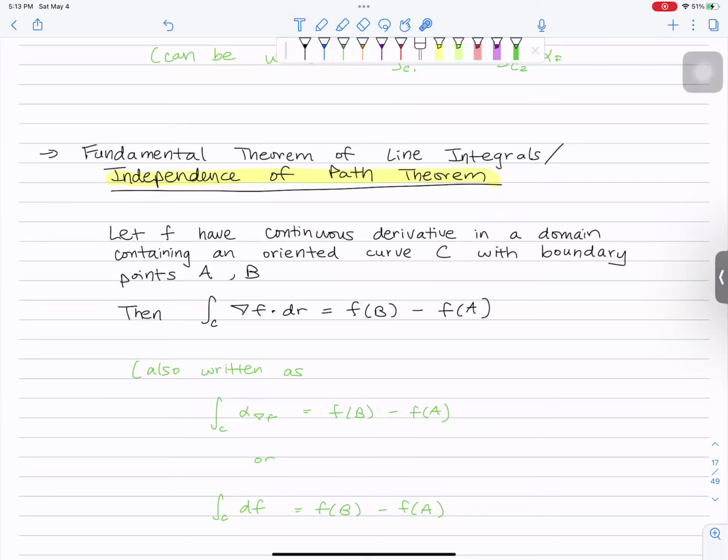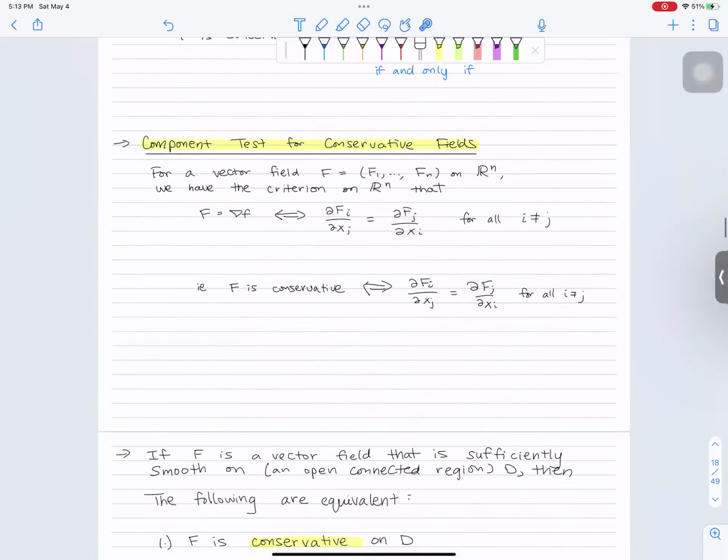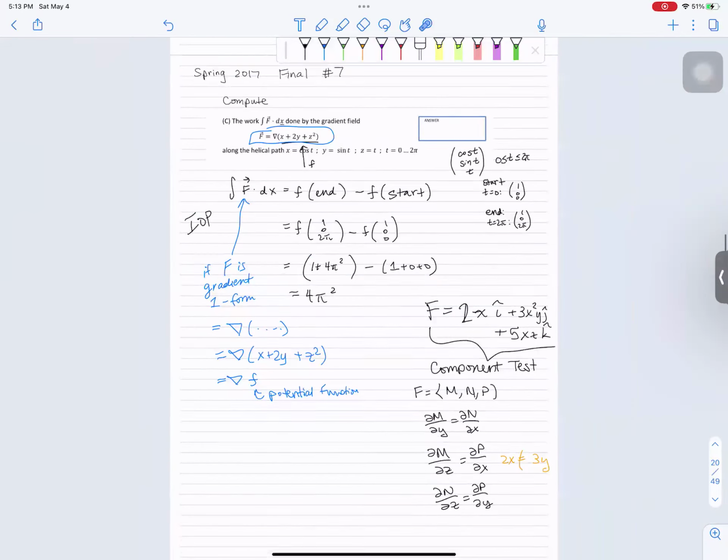This is what the independence of path theorem says. The integral of a gradient one form, which means it can be written as the gradient of some function, equals the function at the endpoint minus the function at the beginning point. So yeah, in this problem, they already gave everything nice to us. They already told us what the potential function is and we could use it.